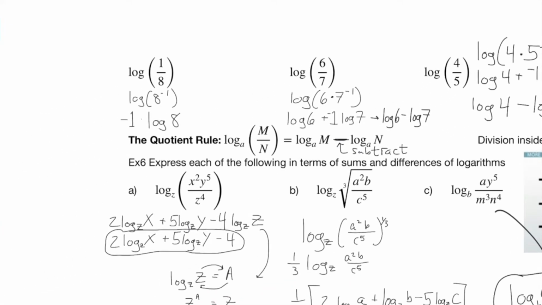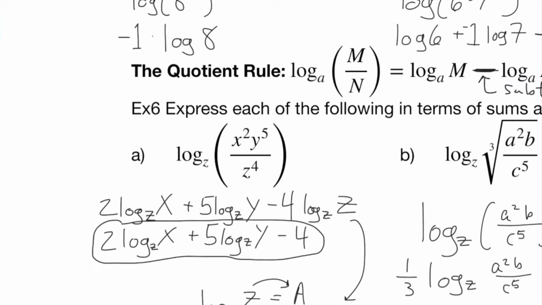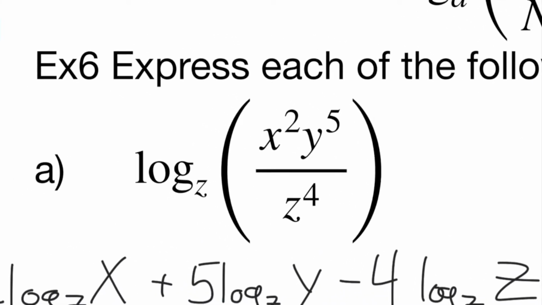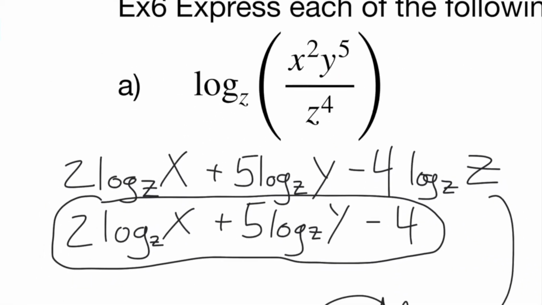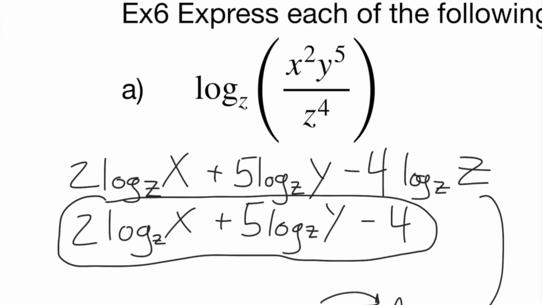So express each of the following in terms of sums and differences of logarithms. Here, you can take log of base z, and I see 3 different variables. 1, 2, 3. What that's going to turn into is these 3 terms. 1, 2, 3. You notice there's multiplication here, so it's addition. There's division here, becomes subtraction. And all the exponents turn into numbers out in front. 2 log z x, 5 log z y, minus 4 log z z.